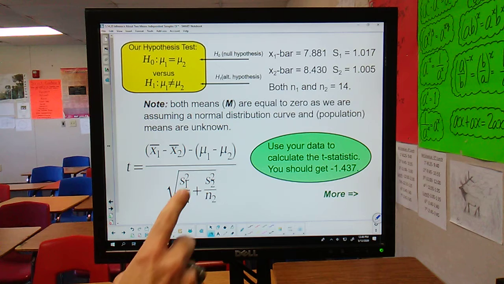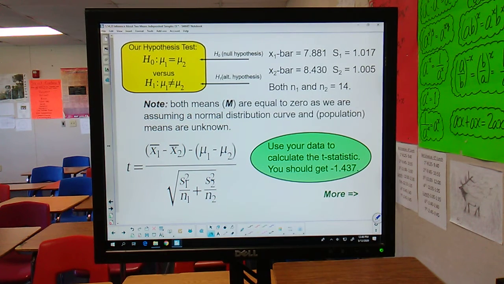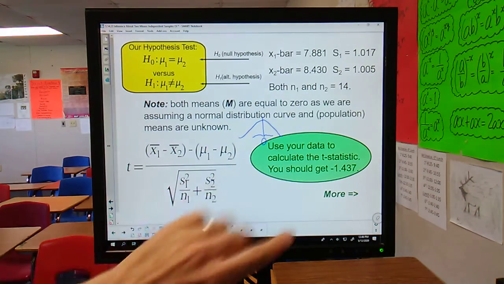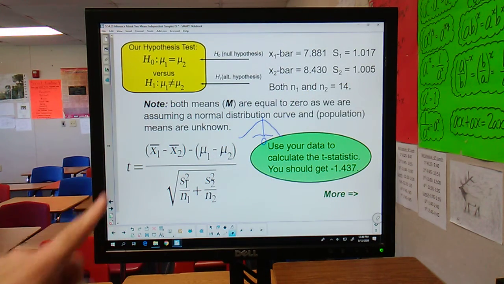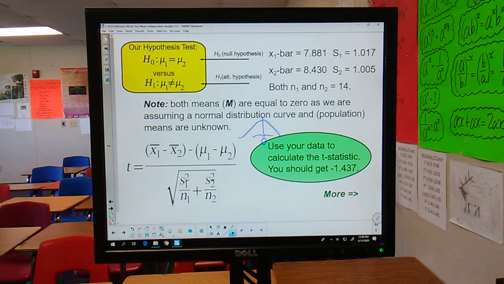Now, both means in this formula, M1 and M2, are 0, because we're assuming a normal distribution curve. So if it's a normal distribution curve, we can say, well, right in the center can be a mean of 0, and then we go that many that way and that many that way. So we can just say M1 minus M2 is just nothing. It's just 0 minus 0. All right. So if you take all of this information, put it down in here, you should get your t value of negative 1.437. Pause the video, see if you get that.